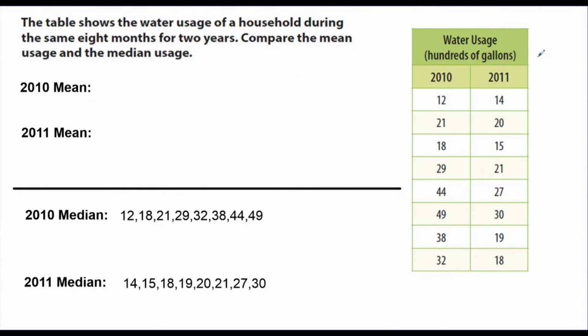We can also use measures of center to compare two data sets to each other. In this table, we see the water usage of a household during the same 8 months for 2 years. And we want to compare the mean usage and the median usage. So we're going to calculate these two measures of center for each of the years.